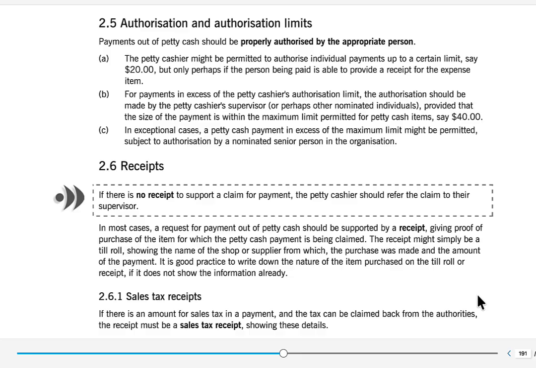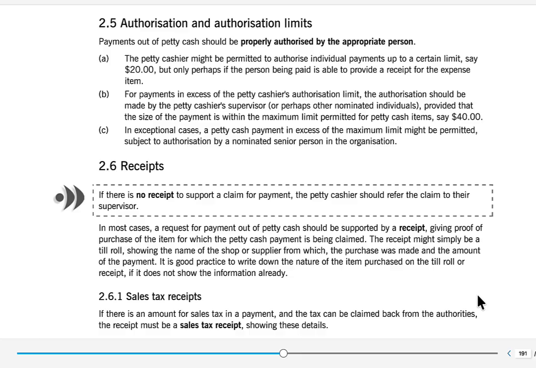What does authorization limit mean? An authorization limit means the maximum amount a person is allowed to approve. For example, a company may set these limits. The petty cashier can approve payments up to $20. The supervisor can approve payments up to $40. The manager can approve payments above $40. So if someone wants $30, the petty cashier cannot approve it. The supervisor must approve it. This rule protects the business. It also makes sure no one person has too much power over cash payments.